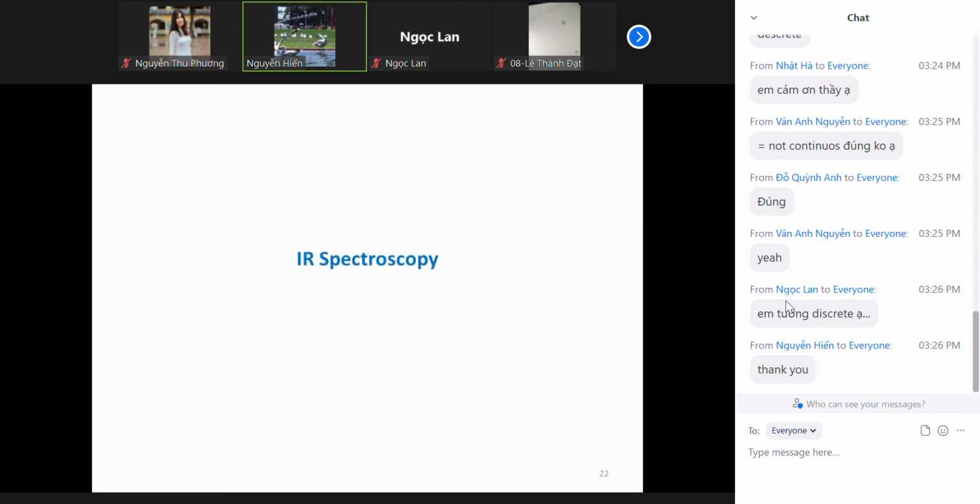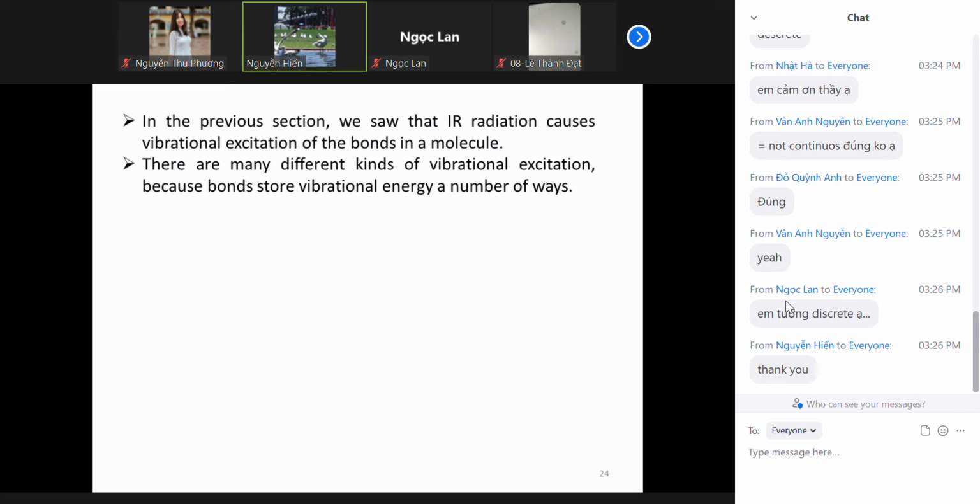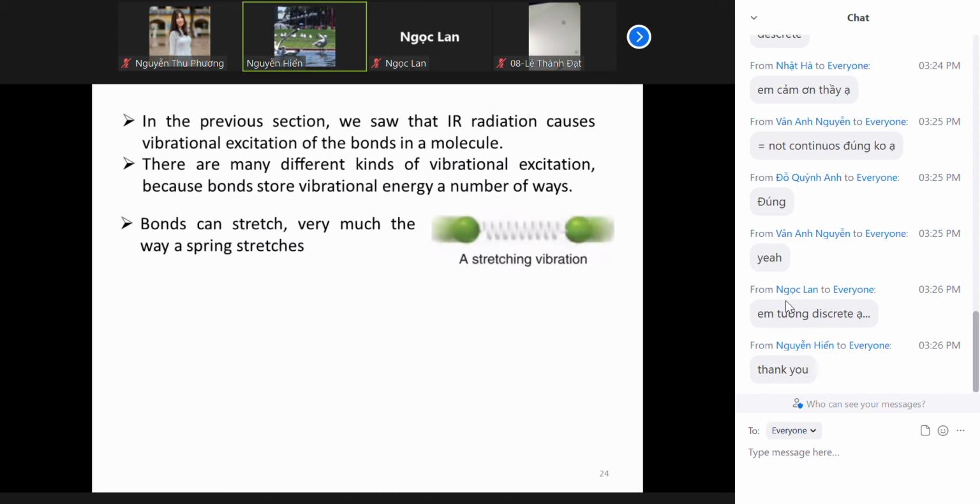Okay, we go directly to the first kind of spectroscopic method, infrared spectroscopy. First we talk about what vibrational excitations are. There are many different kinds of vibrational excitations because bonds store vibrational energy in a number of ways. A bond can stretch, which means the distance between the two atoms can be changed. It's like a spring when it vibrates or stretches.